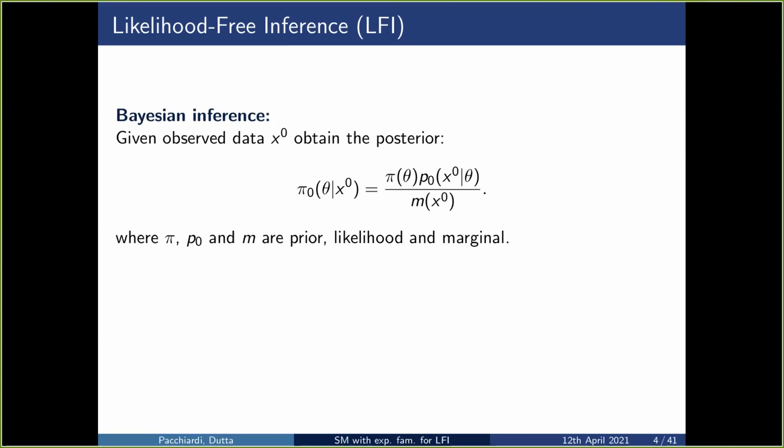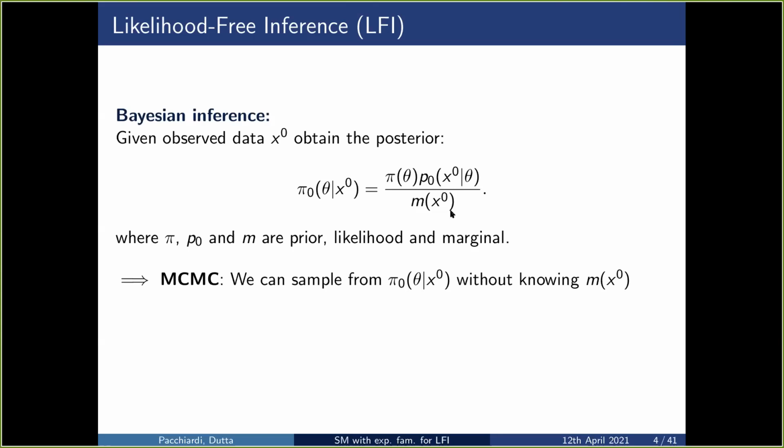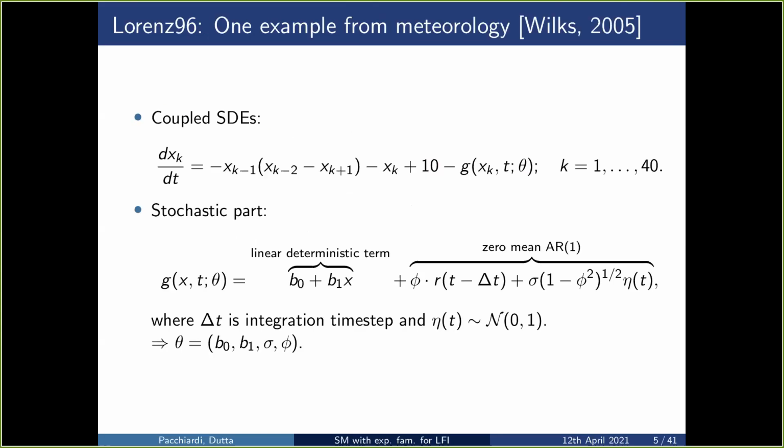But in brief, when you want to do Bayesian inference, given observed data x0, you want to obtain a posterior distribution of the parameter theta given the data. And general Bayes theorem tells me this: the prior, and then the likelihood divided by the marginal. Now we know in the general setup, when we do not know M, we still can do MCMC. We can sample from the posterior, but what happens when we do not know the likelihood, which is the P0, if it is not known? And apparently for the likelihood-free inference setups, that's the concern.